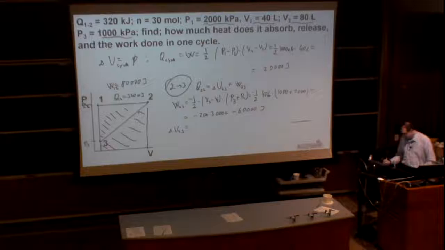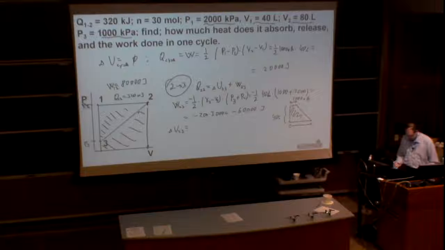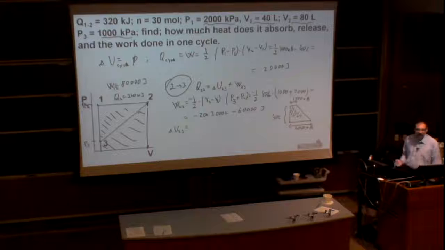This is the math question. This is the trapezoid. This equals 40 liters. This equals 1,000 kilopascals. And this equals, from here to here, the long base, 2,000 kilopascals. Technically, I shouldn't be answering this question. It's a math question. I'm a physics teacher.